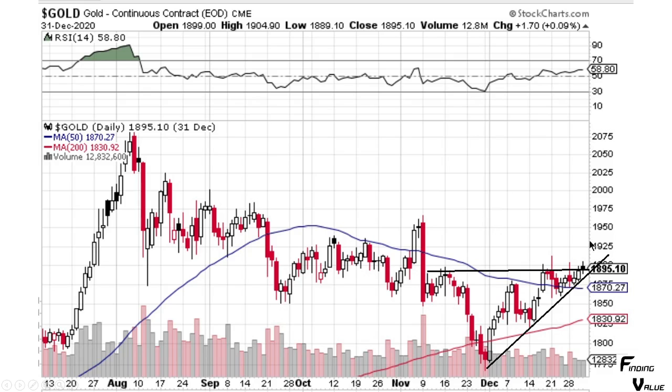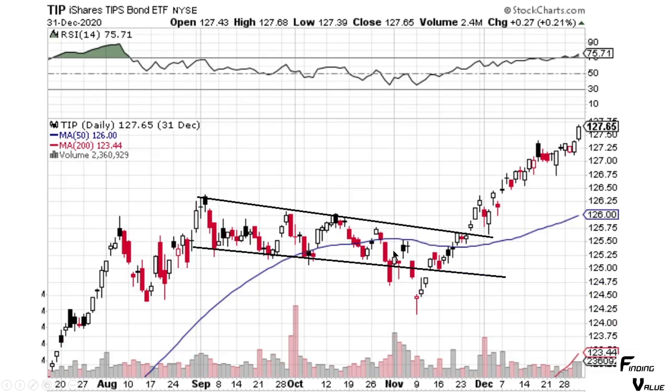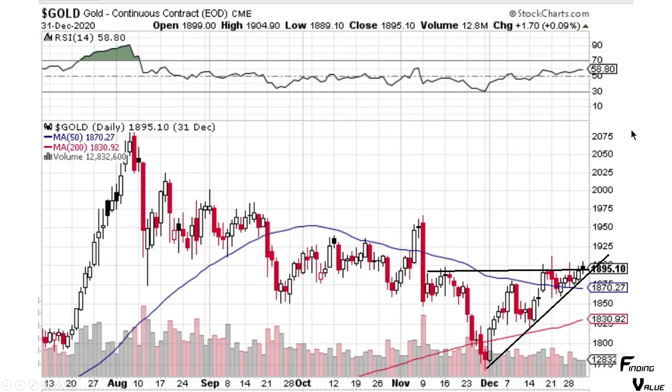Gold, I think, will follow TIP. This broke out, and this is a clean break. And if you notice, bullish engulfing, bullish engulfing, bullish engulfing. This thing is going higher, baby. This thing is a continuation pattern through here, and it's going to move up. Gold, I think, will follow TIPS.